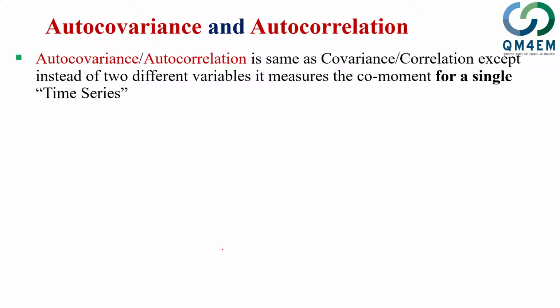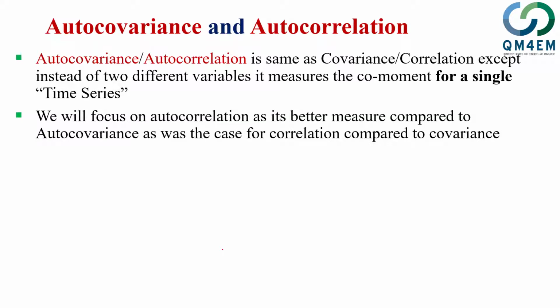The only difference is that in covariance and correlation, we were using two different variables. We were using x and y variables and measuring their co-moment when calculating covariance and correlation. However, in autocovariance and autocorrelation, we do the same thing again, but this time, instead of using two different variables, we use the same variable but measured in two different time periods.